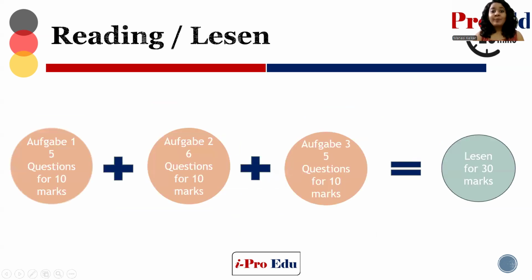So if you see here, the Lesen module has 3 Aufgaben, 3 tasks to be done. Aufgabe 1 has 5 questions for 10 marks. Aufgabe 2 has 6 questions for 10 marks. And Aufgabe 3 has again 5 questions for 10 marks. That in total makes Lesen 30 marks. And if you see in the corner here, there's the timing, which is 25 minutes. All right. Let's discuss all the Aufgaben, all the tasks in detail.